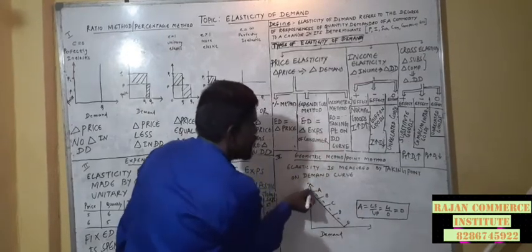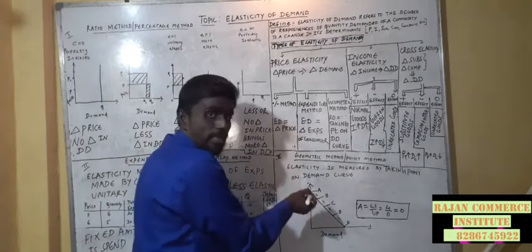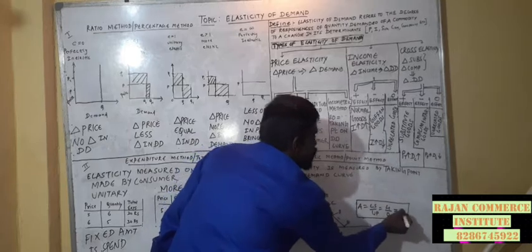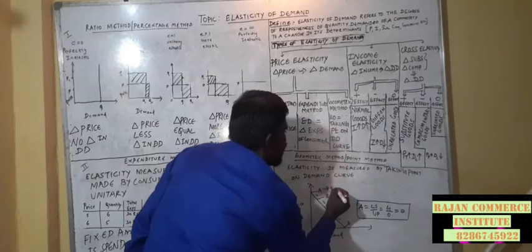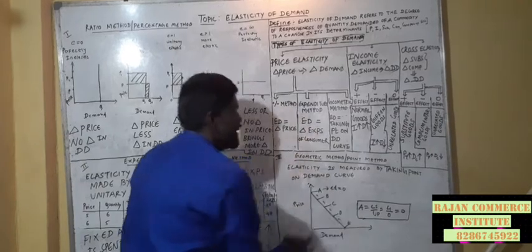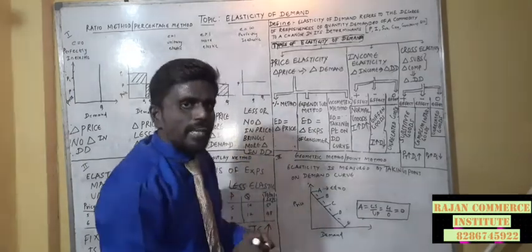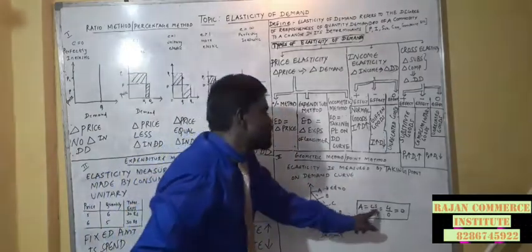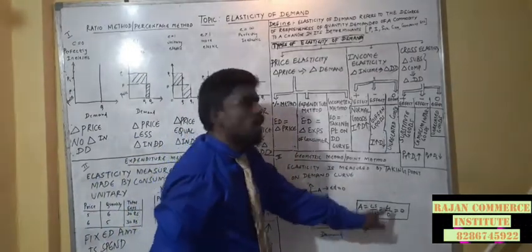There is no segment at all in the upper portion, so the upper segment is 0. So A is equal to 0. That is, ED is equal to 0. Likewise, we can calculate the elasticity of demand taking any point on the demand curve, with this formula: lower segment upon upper segment.